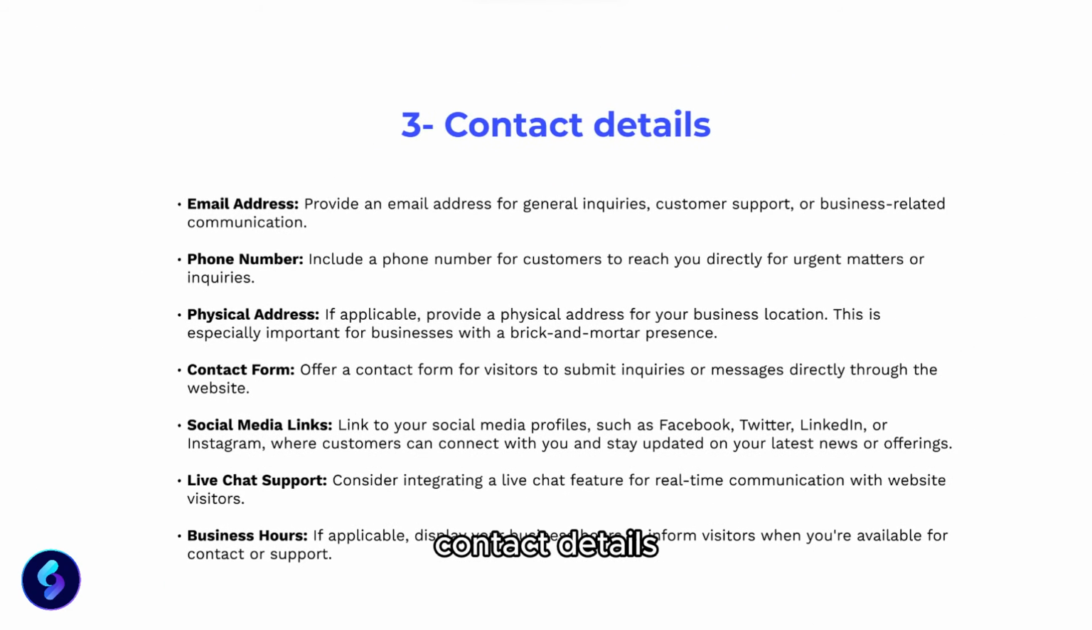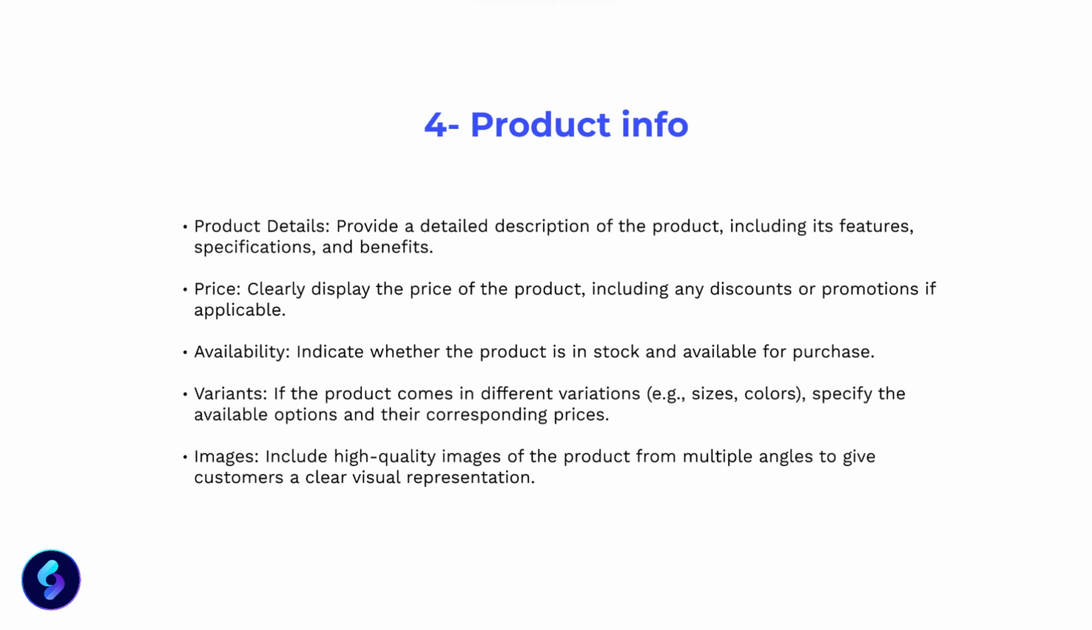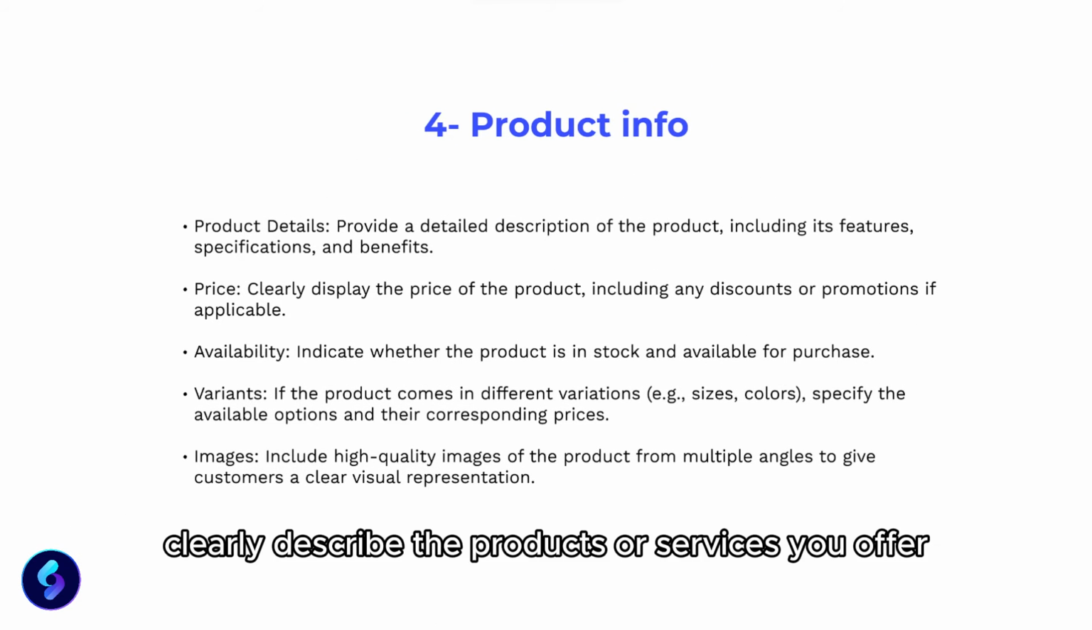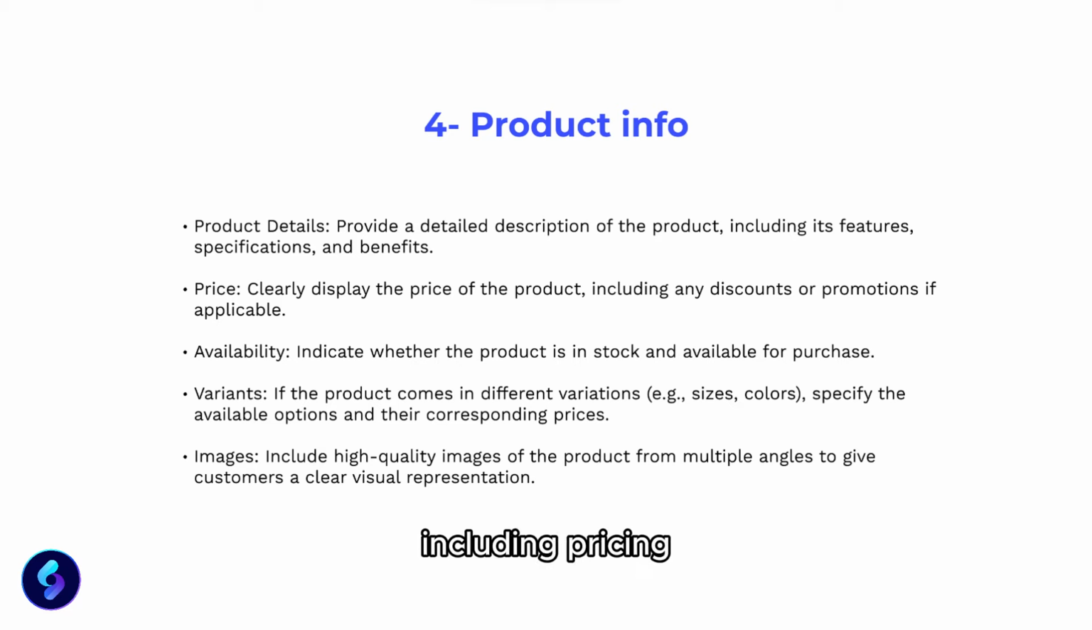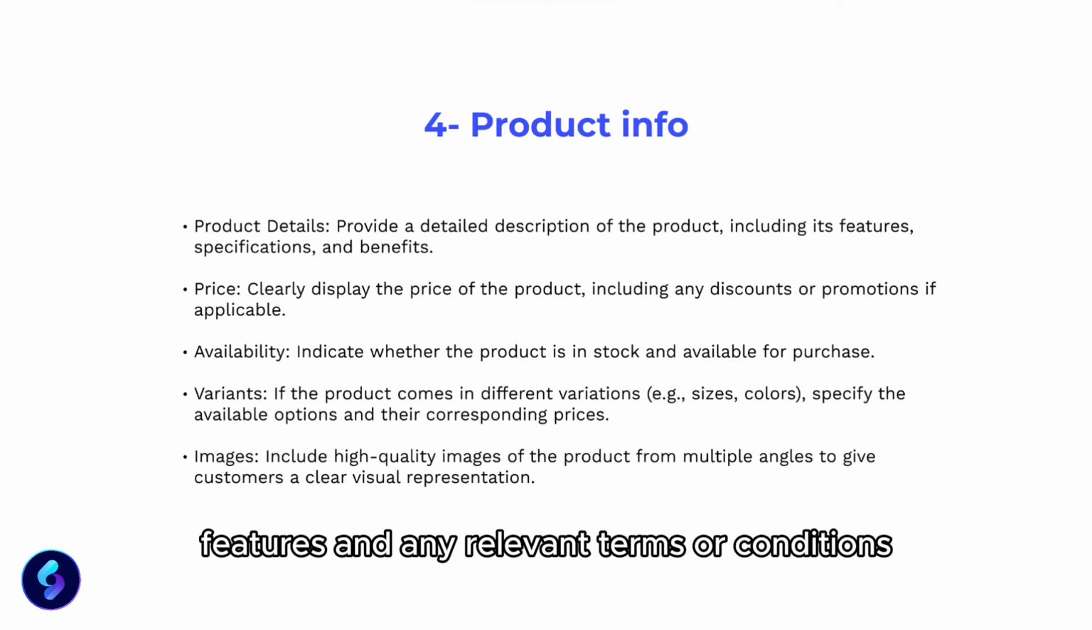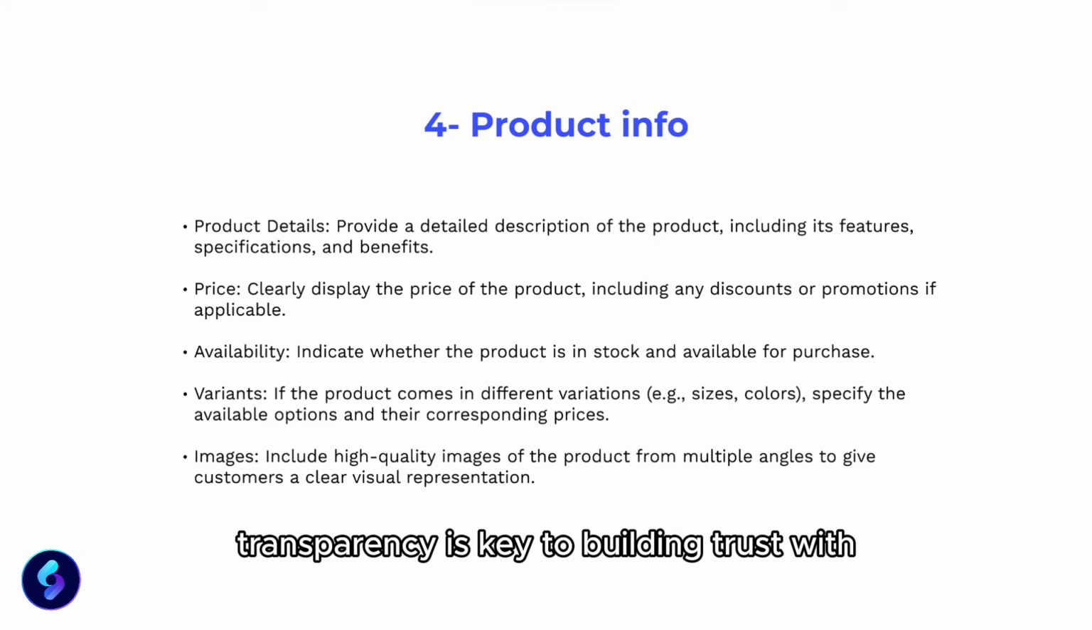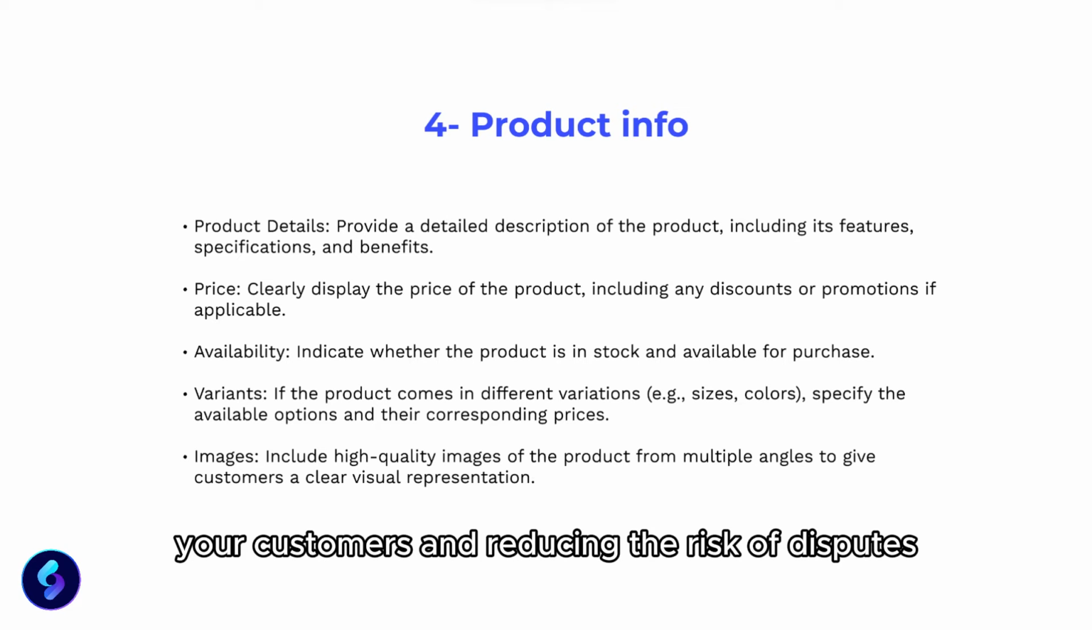Contact details. Provide accurate and easily accessible contact information, including email addresses, phone numbers, and physical addresses if applicable. This helps establish trust and enables customers to reach out with inquiries or concerns. Product information. Clearly describe the products or services you offer, including pricing, features, and any relevant terms or conditions. Transparency is key to building trust with your customers and reducing the risk of disputes.